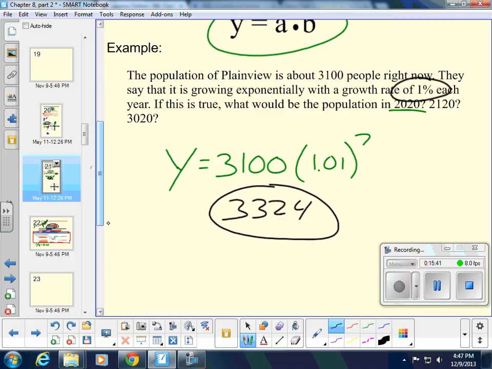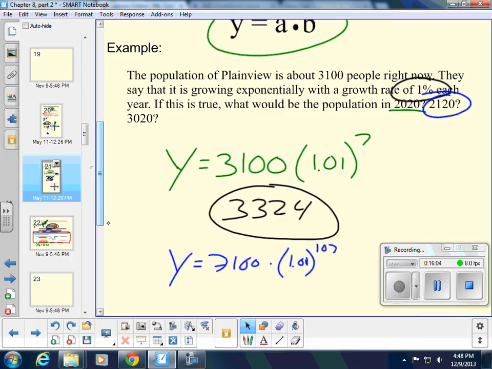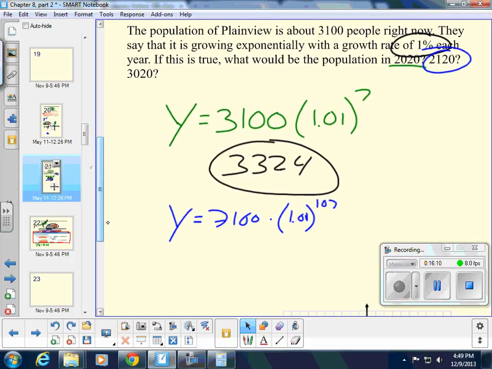If I was going to set it up for the next one, what about for 2120? That's 107 years later. Again, the equation would start out the same, 3,100 people. And my growth factor is still the same, 1.01. But now I'm talking about 107 years later, so 107. I'll plug that into my calculator, and I'm getting about 8,990 people. Now, if it kept growing at that rate, in about 100 years the population would more than double. So that's what I'd be finding out.